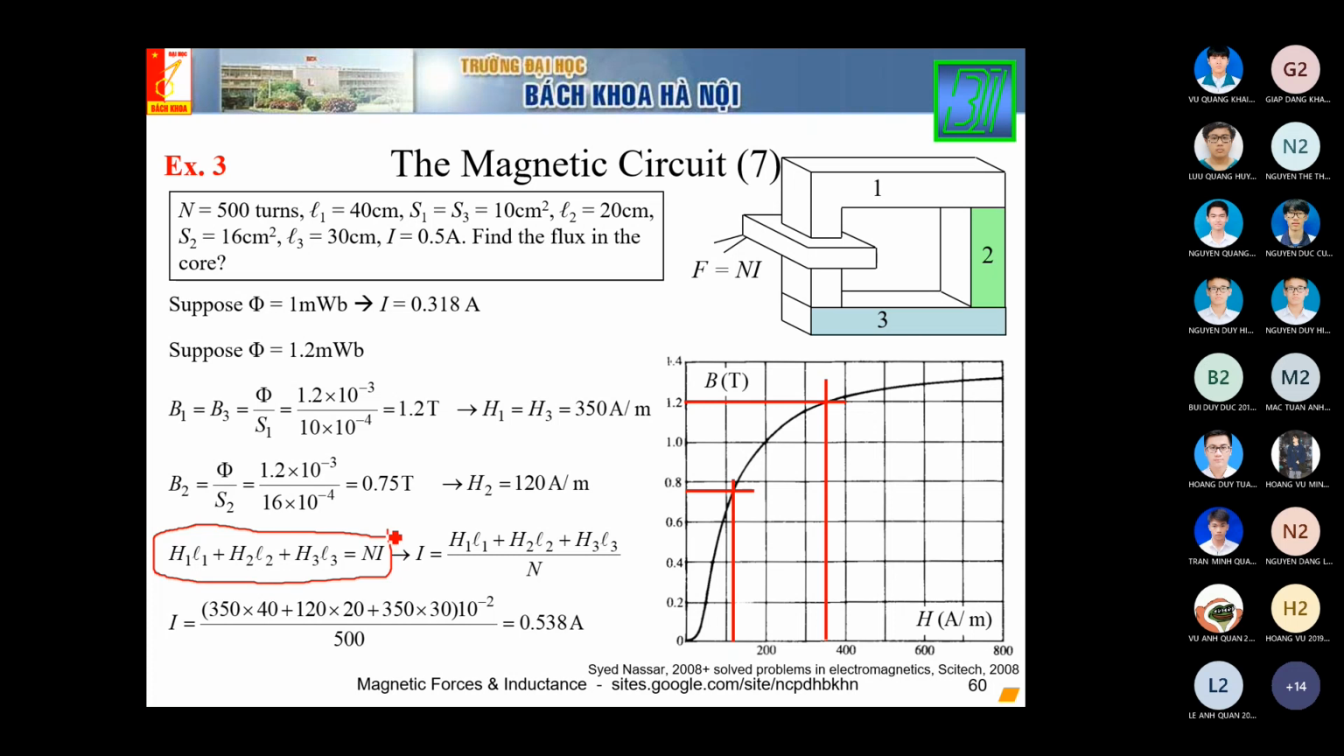And in this exercise, when we are given the current I here, you can see that on the left side, we have three unknowns, H1, H2, and H3. So we knew only I here. Of course, we knew N here, but we are given the right side here. So from the right side here, we cannot find H1, H2, and H3 because we have only one equation, but there are three unknowns.